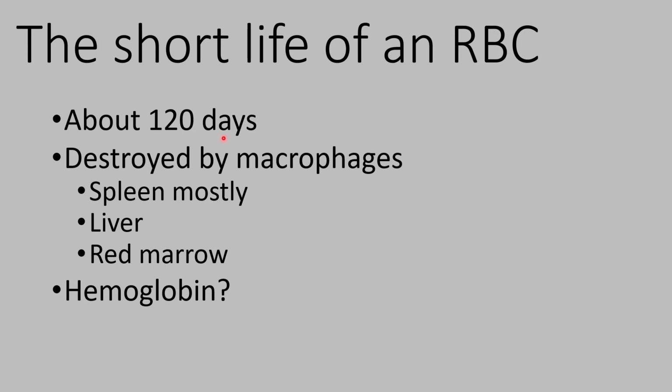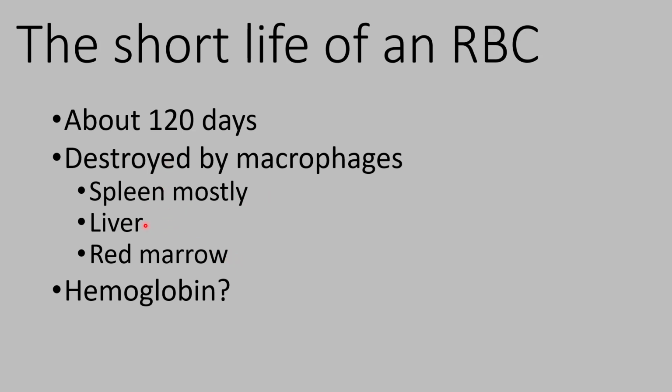At the end of that about 120 days, macrophages, well, macro means big and phage means to eat. These are big cells that eat debris. So they are destroyed by macrophages, and those macrophages are all over our body, but most of the destruction of an erythrocyte happens in the spleen. It also can happen in the liver, and it can happen in the red bone marrow.